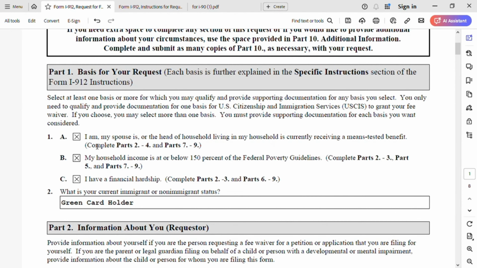So we're gonna do A: I am, or my spouse is, the head of household living in my household and is currently receiving a means-tested benefit. Complete Parts 2 to 4 and Parts 7 to 9. B: My household income is at or below 150% of the federal poverty guidelines. Complete Parts 2 to 3, Part 5, and Parts 7 to 9. Last one, C: I have a financial hardship. Complete Parts 2 and 3 and Parts 6 to 9.